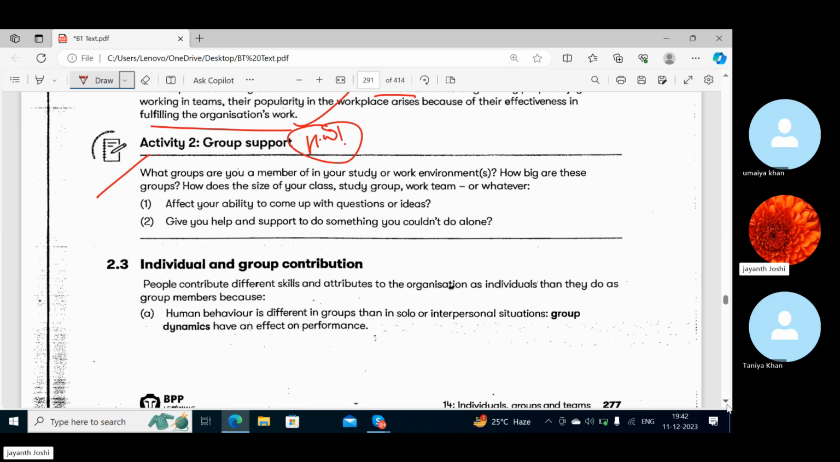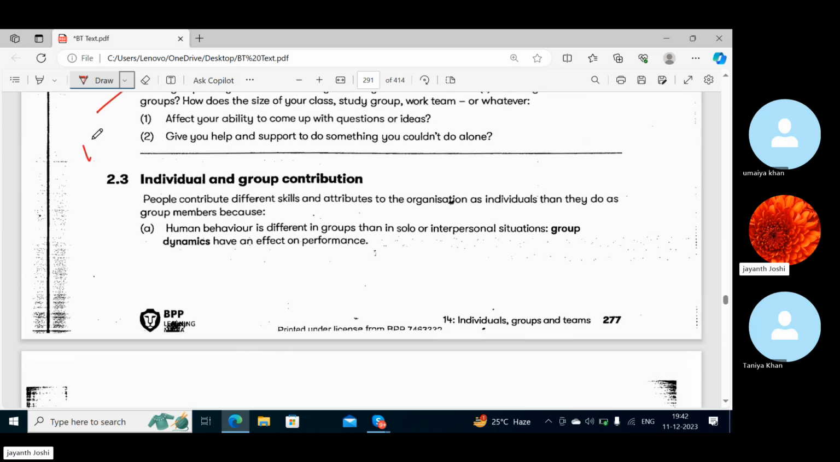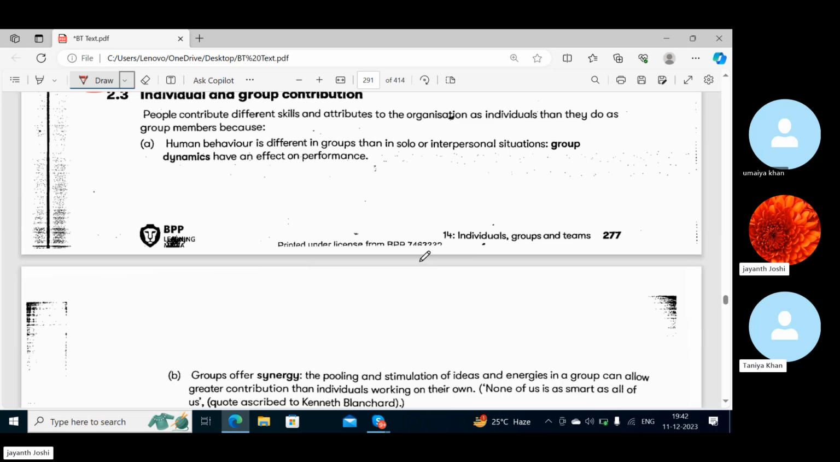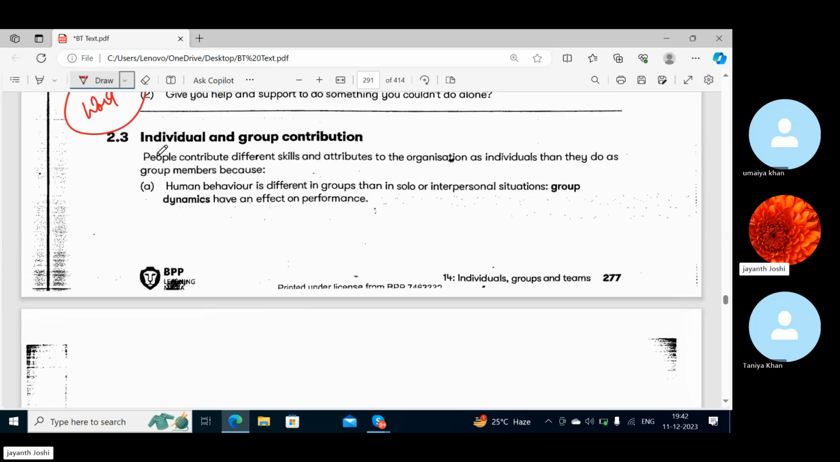You can send me by typing on a Word document. Okay, I don't want any paper answers. On Word, you have to type and send me the answer for this activity. Now, sure, sir. Yeah, because you have to develop your speed of typing for the rest of the ACCA papers.